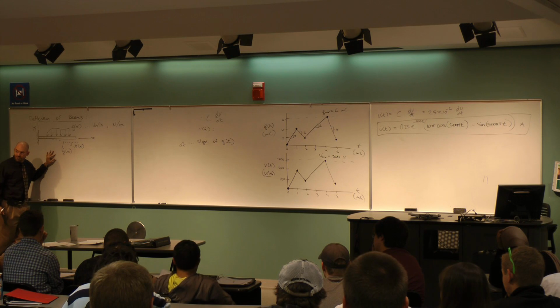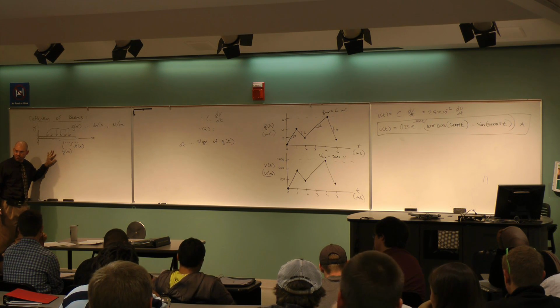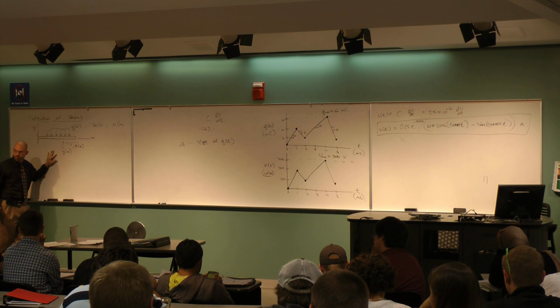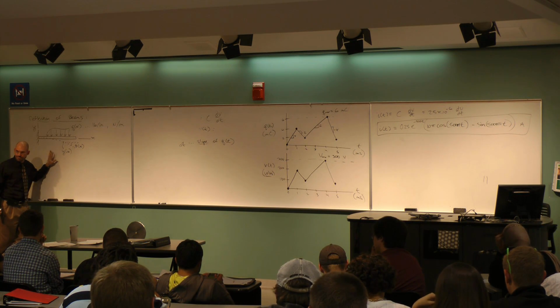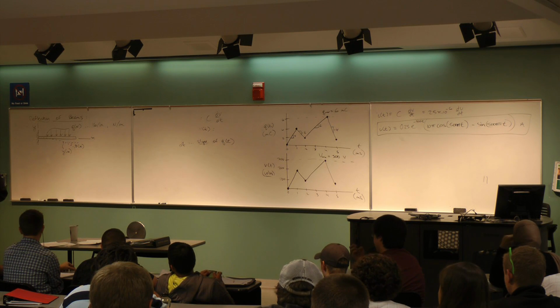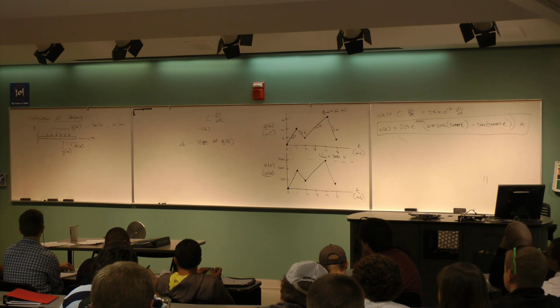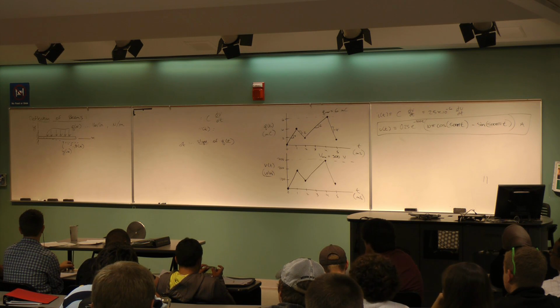0.087 radians. Take the tangent of that. Make sure your calculator's in radian mode. What do you get? Is your calculator broken? What did you just say? The angle is 0.087, and he took the tangent of the angle and he got 0.087.